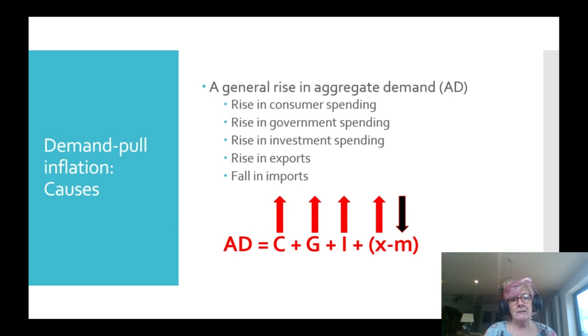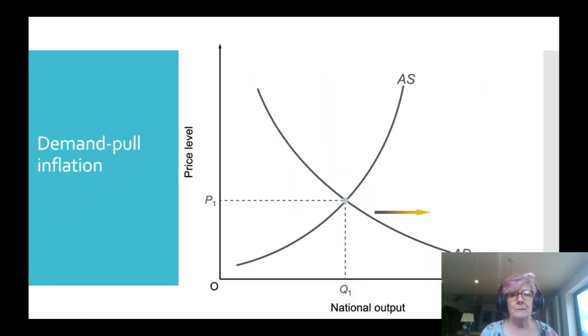All of these changes will lead to an increase in aggregate demand, and that will lead to an increase in price. So let's have a look and see exactly how that happens. If we look at our aggregate demand and aggregate supply diagram, we see that where demand and supply cross, we get our equilibrium. So we have national output at Q1 and the price level is currently at P1.